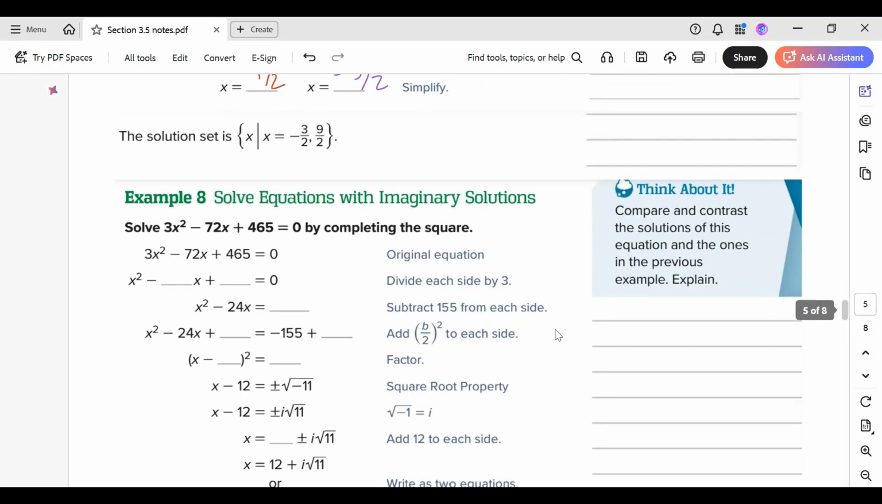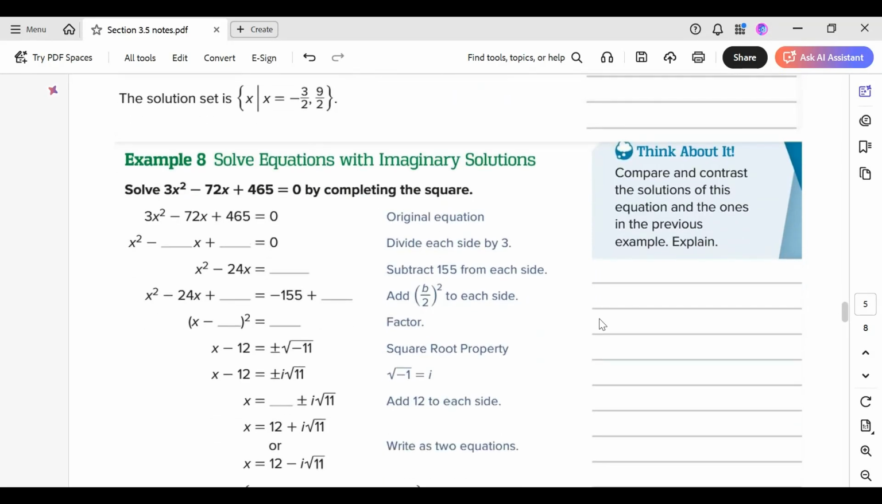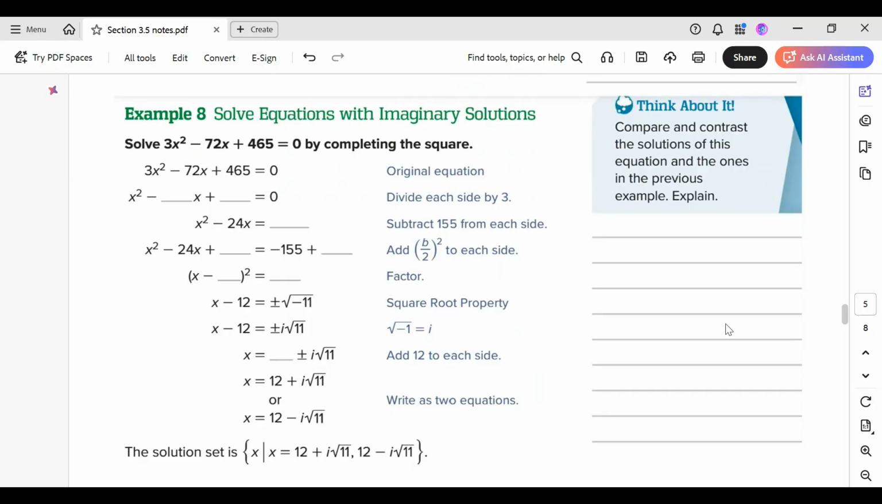In example 8, it says solve equations with imaginary solutions. So it says solve 3x squared minus 72x plus 465 equal to 0. Again, we're starting with the original, and since the leading coefficient is not 1, we're going to divide each side by 3. So we divide it by 3 and we get x squared minus 24x plus 155 equaling 0. Then we're going to subtract 155 from both sides.